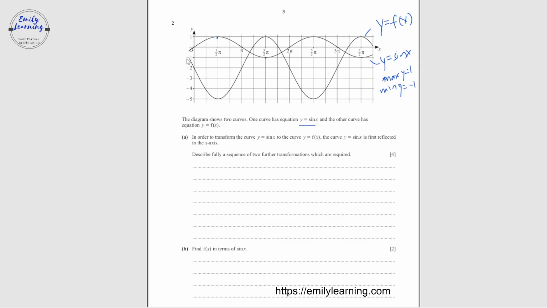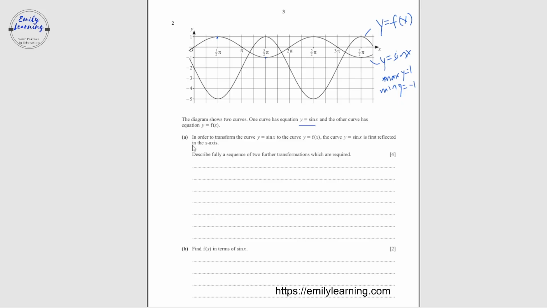For this curve here, the maximum value is 1, but the minimum value is minus 5. So definitely not y equals sine x. Furthermore, the center or the equilibrium line is not at the x-axis for this curve here. So therefore, we know that this is not y equals sine x. Okay, this is y equals sine x.